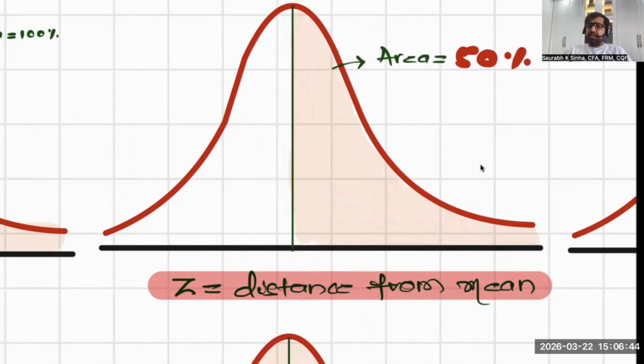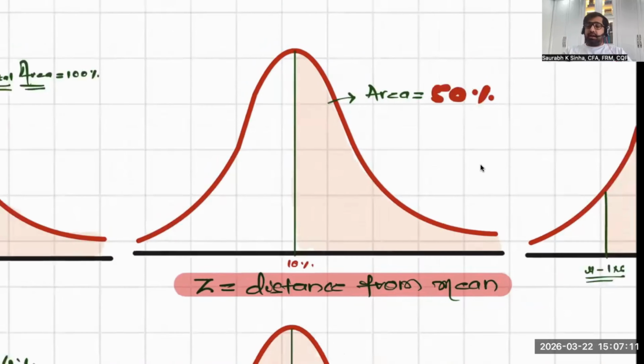So the right-hand section from the mean and the left-hand section from the mean are each 50%. What it means is, assume that the mean return is 10%, which is given in the question. If I ask what is the probability that the stock return will be greater than 10%, the answer is 50%. What is the probability that the stock return will be less than 10%? The answer is 50%, because that is the probability. Why? Because that is the area under the curve that you see on the screen.